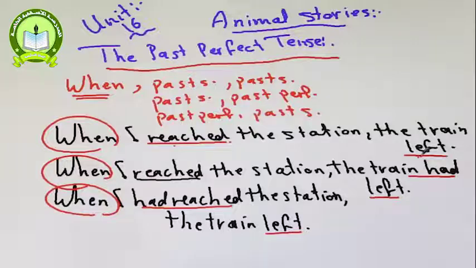The second example, when I reached the station, the train had left. Had left is the past perfect. So what happened at first?